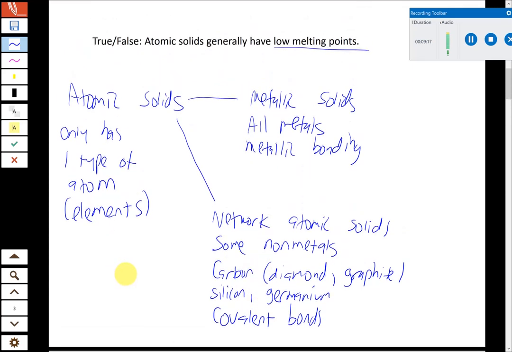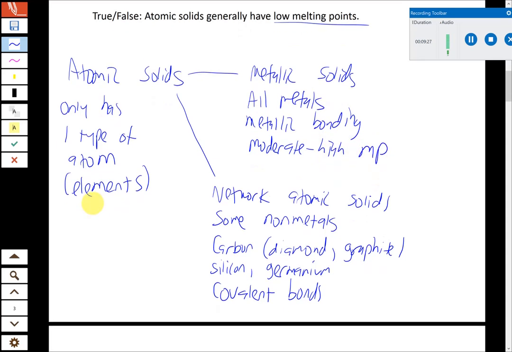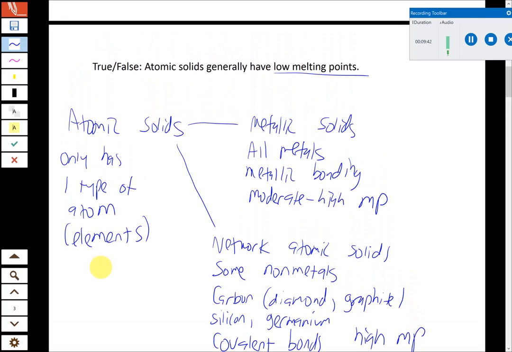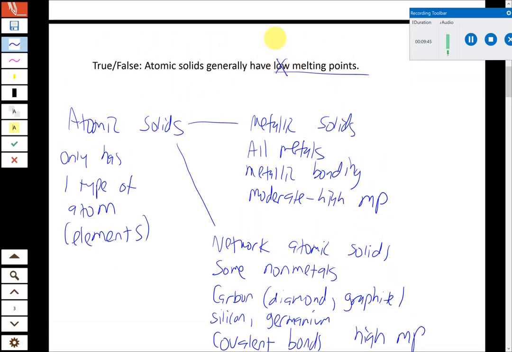And then what that means is, if we talk about the melting points of these, for metallic substances, they tend to be moderate to high melting point, and network atomic solids have very high melting points, because in order to melt these substances, you have to break these strong bonds between the atoms, and that would result in them requiring a lot of excess energy, a lot of high temperature to be able to melt them. So atomic solids are generally going to have high melting points, and so this would be a false statement.